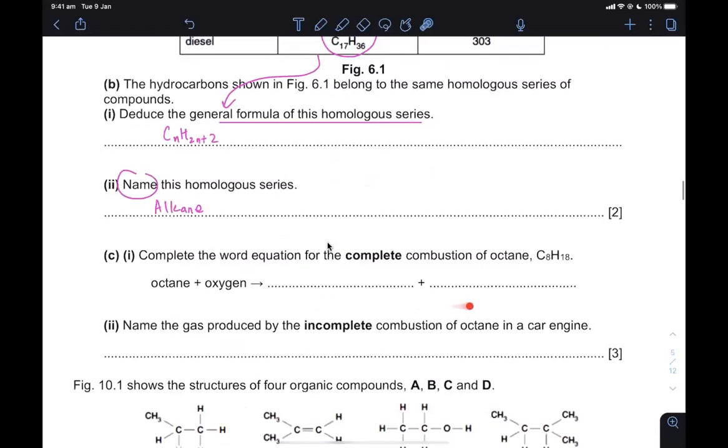Complete the word equations. So this is a complete combustion. Complete combustion, they could also say in excess oxygen. In excess oxygen, what you get is carbon dioxide, which is CO2, and you also get water, but they want a word equation. That means they want the name and not the formula. Formula is not accepted, but of course, you know the formula of carbon dioxide is CO2, and the formula of water is H2O.